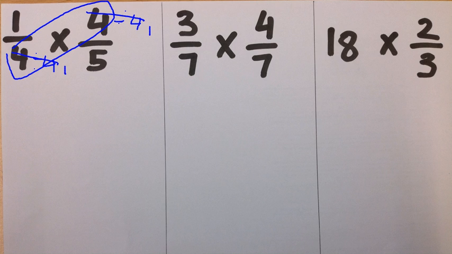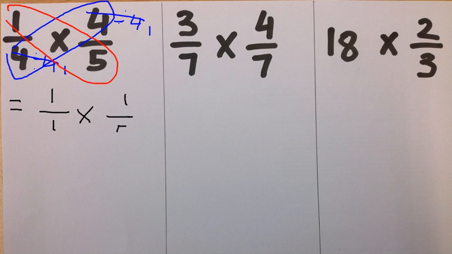Let's look at the other pair of numbers. 5 and 1 cannot be divided by any common number. So let's leave it as it is. Your next step will be to rewrite the numbers. So my new numbers will be 1 out of 1 times 1 out of 5.